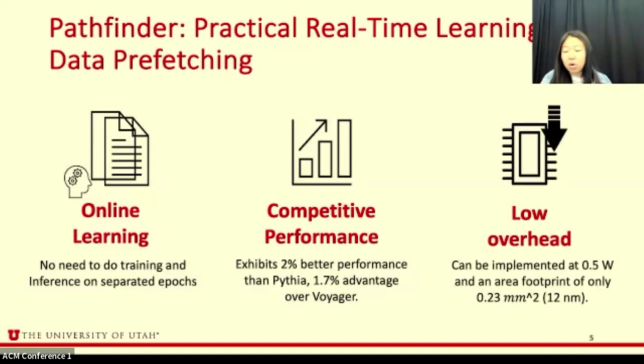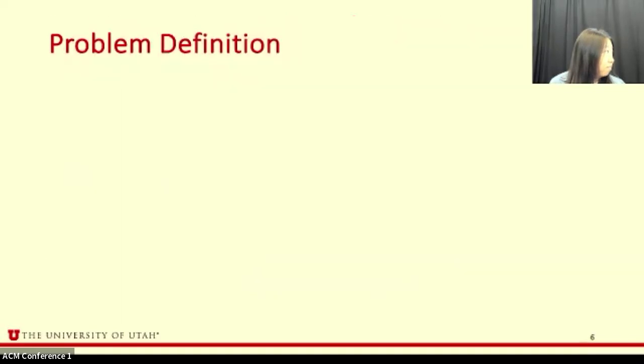Pathfinder also has low overhead. It can be implemented at 0.5 watt and an area footprint of only 0.23 square millimeters in 12 nanometer technology. Okay, let's dive into the details of how Pathfinder works.